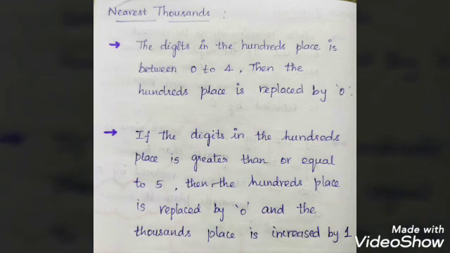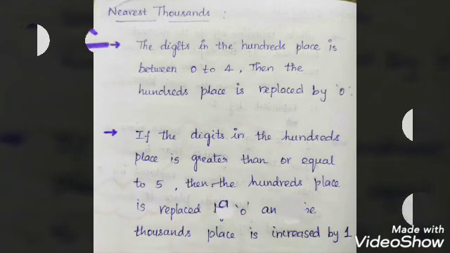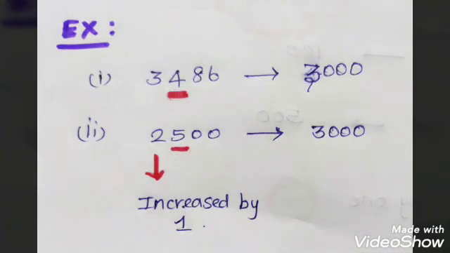Okay? If the digit in the hundreds place is between 0 to 4, then the hundreds place is replaced by 0. The same thing. Now we are going to do rounding of the thousands. Thousands means you should see the hundreds place. Right? Hundreds means you should see the tens place. Now if the hundreds place is less than 5, the hundreds place, the tens place and the ones place will be replaced by 0. If the hundreds place is greater than 5, then the hundreds place is replaced by 0 and the thousand place is increased by 1. Is it clear? If the hundreds place is less than 5, it will become 0. If it is greater than 5, the thousand place will increase by 1.